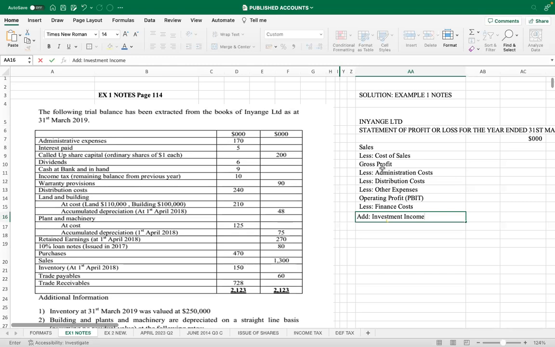The point is, you must account for it before tax. That is the point, the logic. Investment income must be accounted for before tax, and then we have profit before tax. It gives us a result which gives us profit before tax.